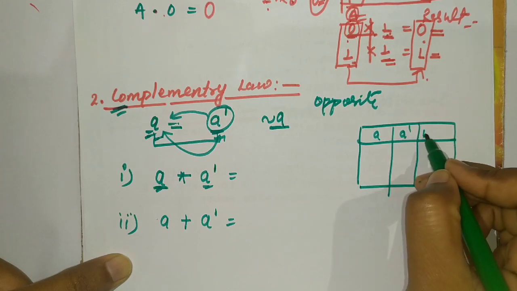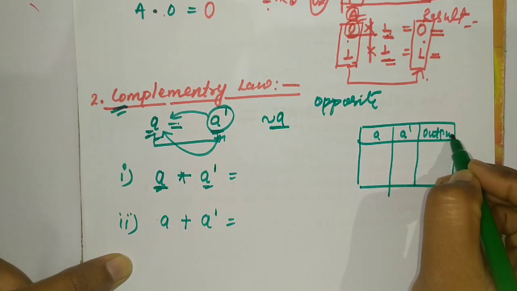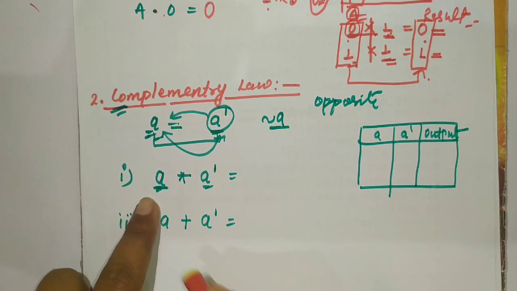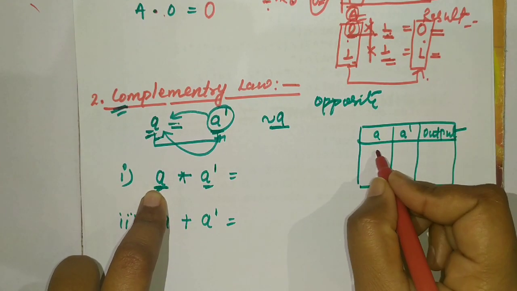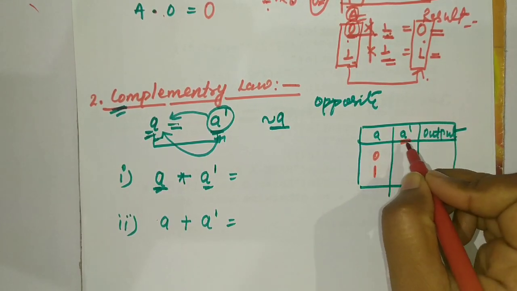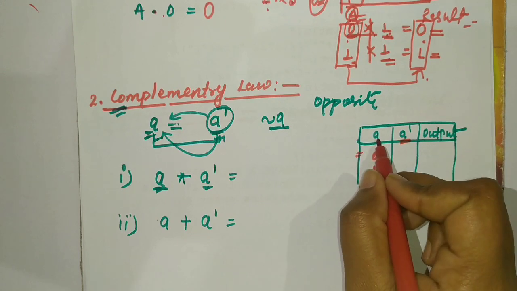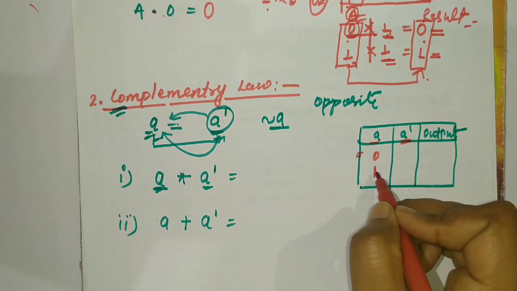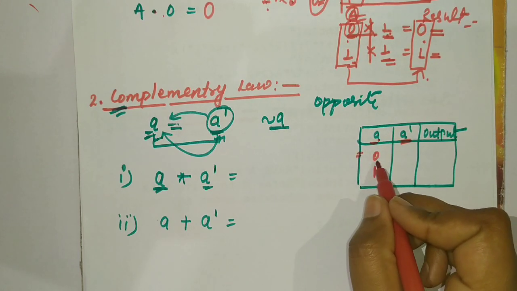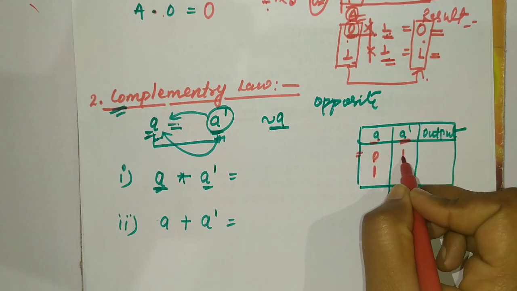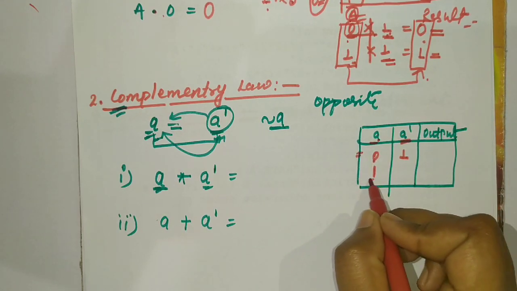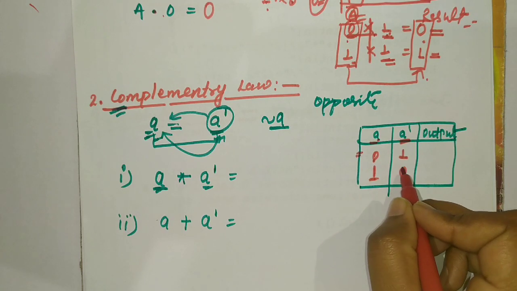A dash is the output here. The input of A is 0 or 1. A dash means the complement of A, that is, the negation or opposite value of A. If the input value is 0, the negative value is 1. If the input value is 1, the negative value is 0.